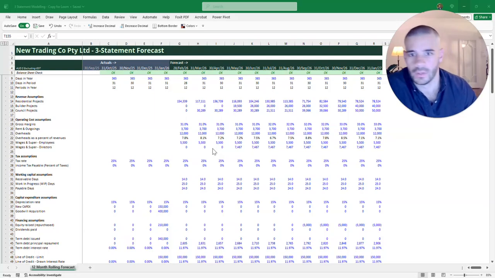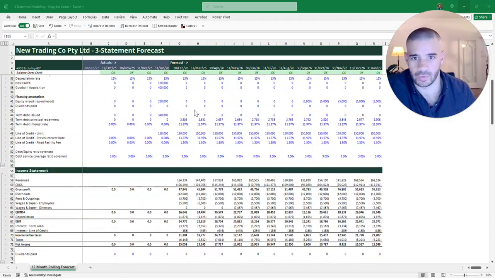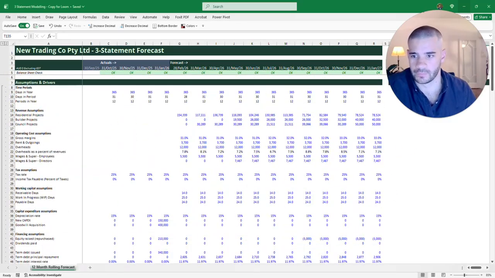Okay, hey everyone. Bit of a deep dive today, but also a bit of an overview. We're not going to get through this whole thing in detail, but what we're talking about is a three-statement model or forecast, and essentially a big spreadsheet that is pretty useful in certain circumstances.